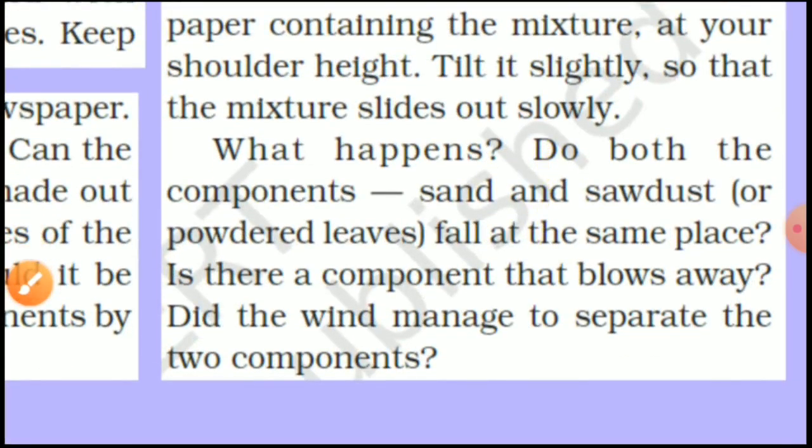What happens? Do both the components, sand and sawdust or powdered leaves, fall at the same place? Is there a component that blows away? Did the wind manage to separate the two components? Actually, when both the components fall down, because of the wind, the component that is not heavier will go away, and the heavier component, that is sand, will come down at the same place.